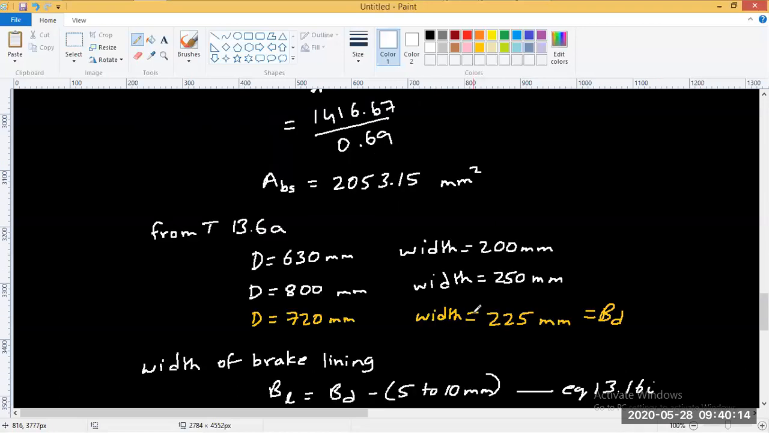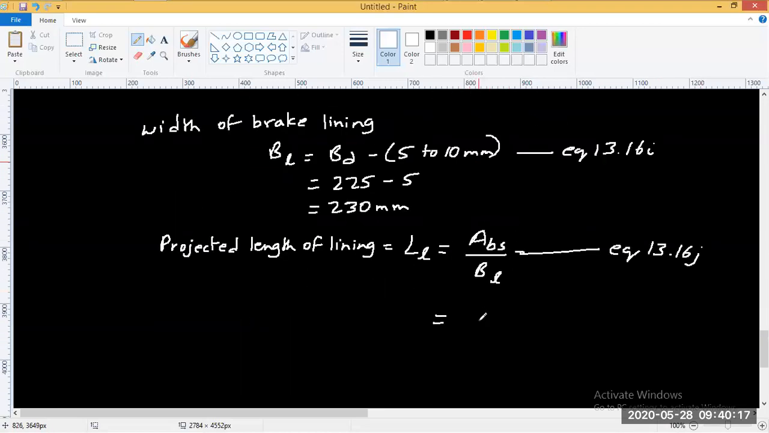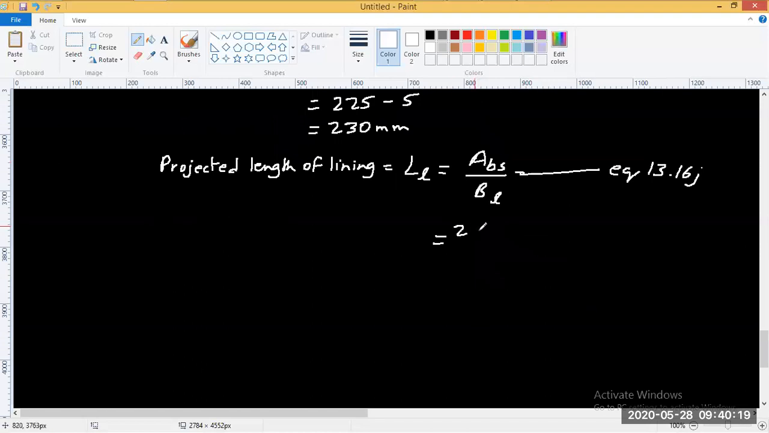What's our absolute area? 2053.15. So 2053.15 over brake lining 230. So L, which is the projected length, let's calculate this, divided by 230. You're getting 8.93. Okay, this is the shortest length of the shoe, the projected length of lining.